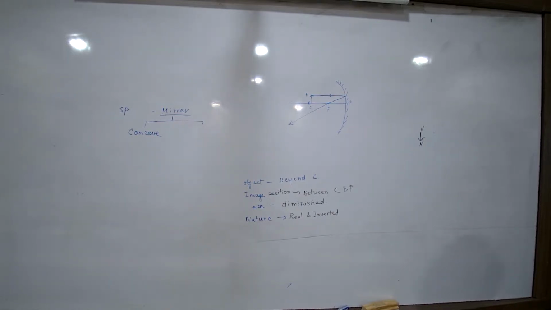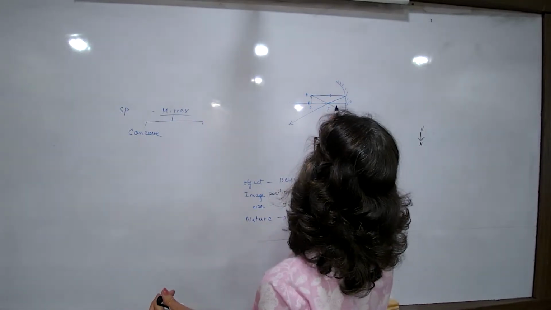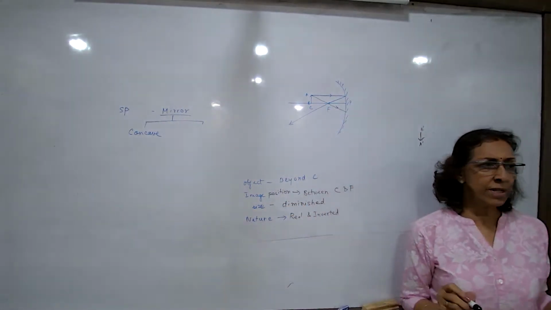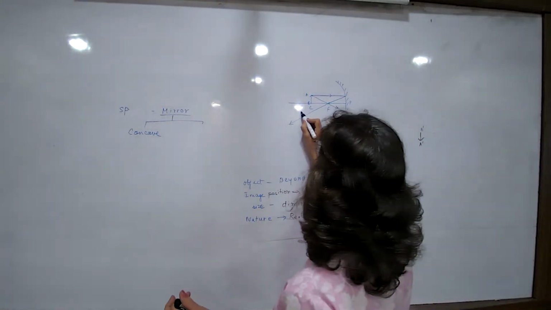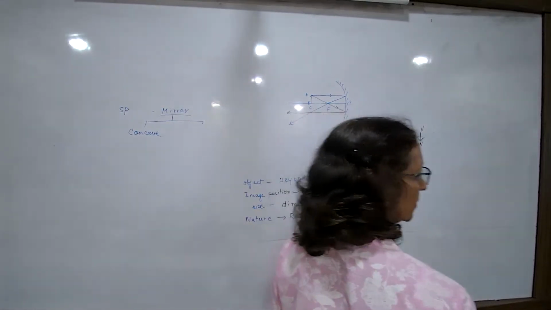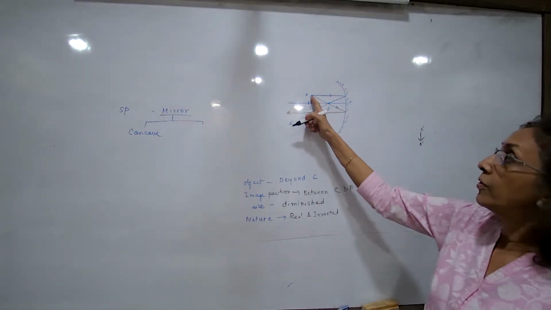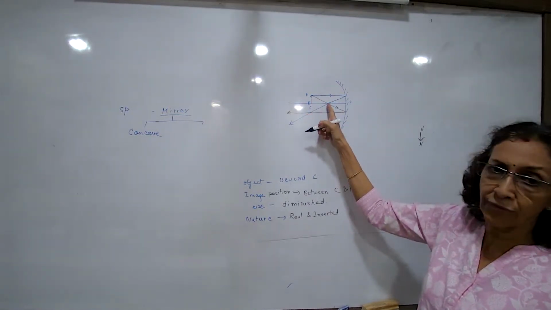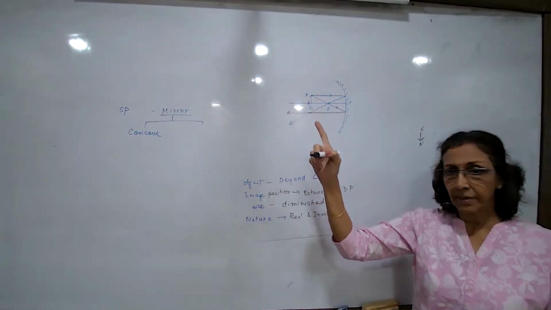Finished? Second ray, I'm using the black pen just to make sure that you understood. Second ray, a ray which is passing through F, what will happen after reflection? Yeah, it will become parallel to the principal axis, this way. Did you understand? From A, it is passing through F, hitting the mirror. Afterwards, it's coming this way. Any doubt? Okay.